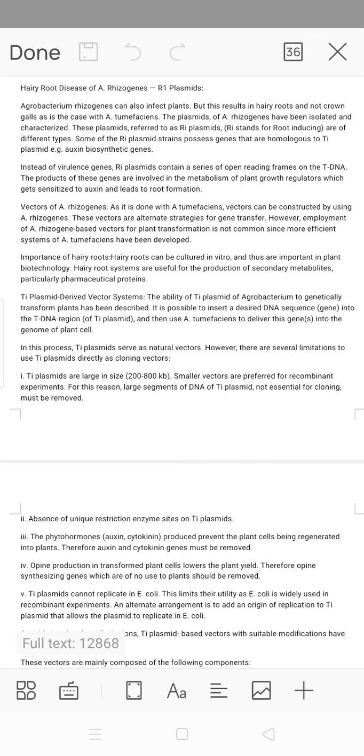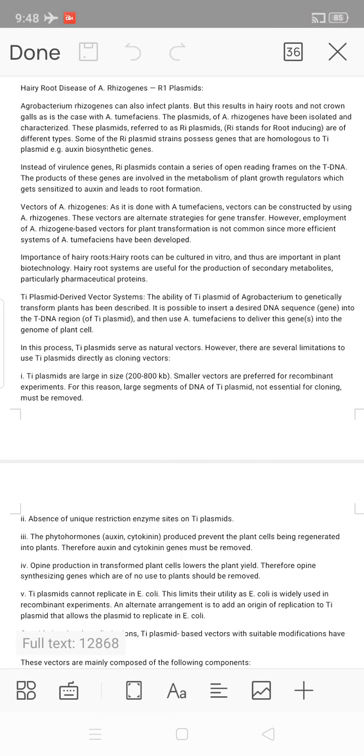Plasmid derived vector system. Next one is plasmid derived vector system. The ability of the plasmid of Agrobacterium to genetically transform plants has been described. It is possible to insert a desired DNA sequence into the T-DNA region and then use Agrobacterium tumefaciens to deliver this gene into the genome of the plant cell. In this process, the plasmid serves as a natural vector.